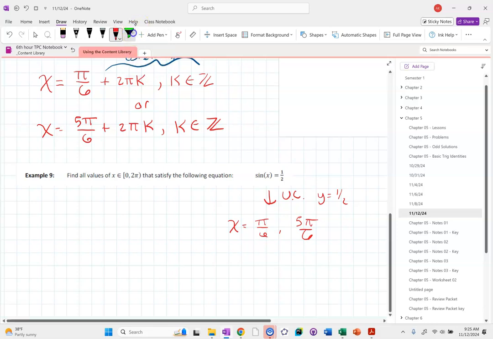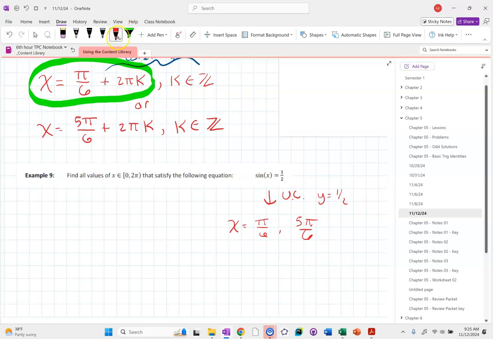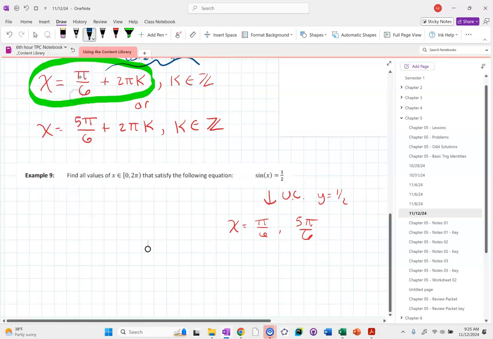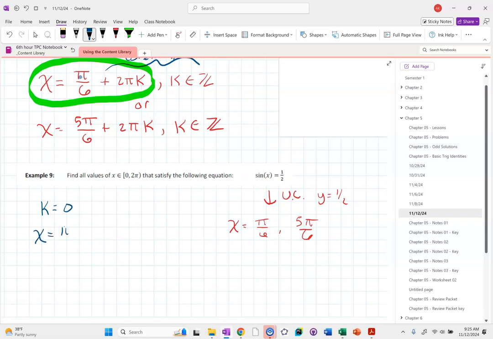Or alternatively, if I took my answer from up here and said just let k equal 0, I would just get pi over 6, right? Or if I took the other answer, 5 pi over 6, and again let k equal 0, I'd get just 5 pi over 6. Again, those are the two answers that I'm looking for.